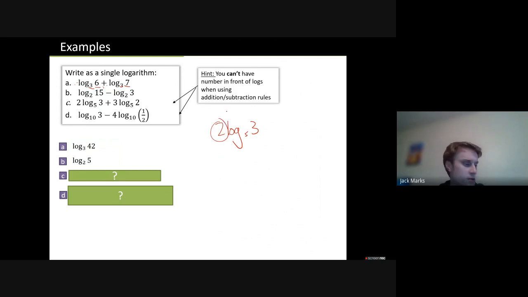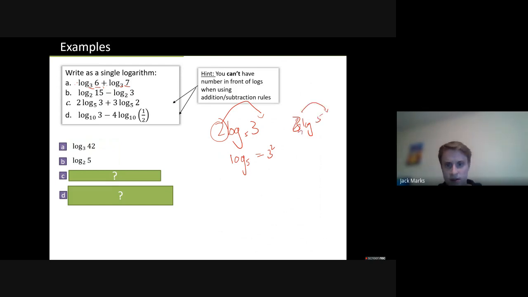What we're going to have to do is do that pulling down in reverse. So we're going to push it up there to the power. So we're going to get log 5 equals 3 squared, for example. Okay. The other one, 3 log 5. You do the same as well.